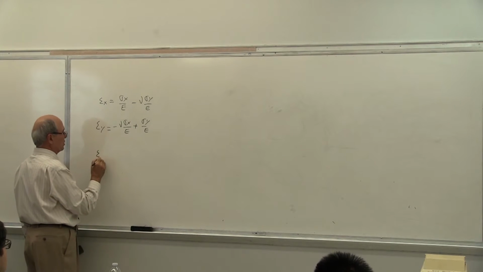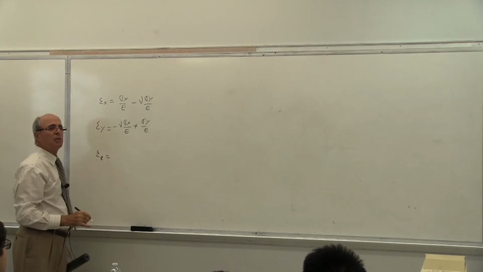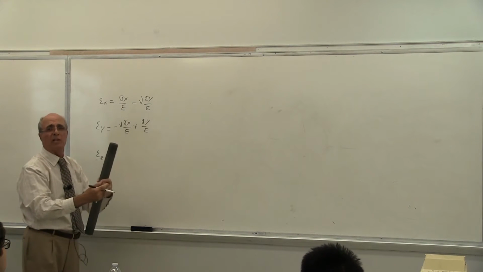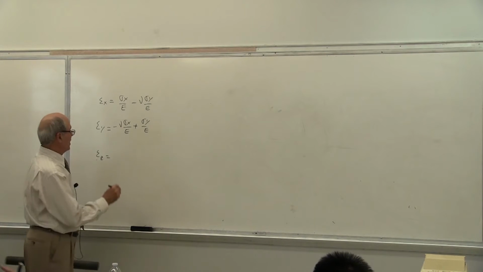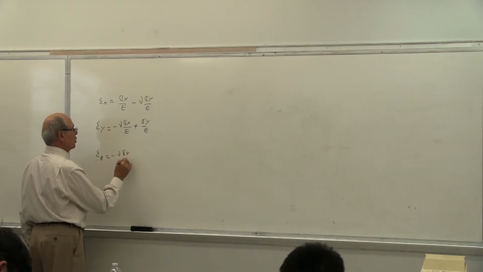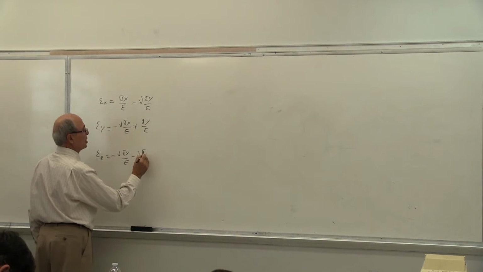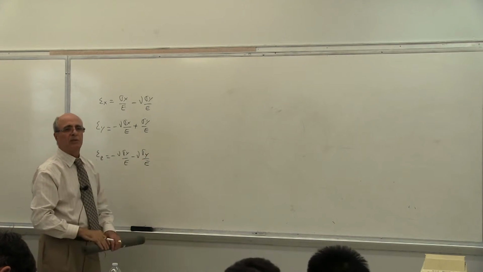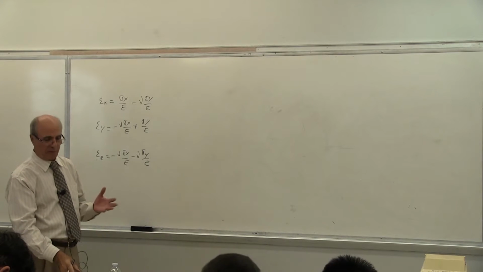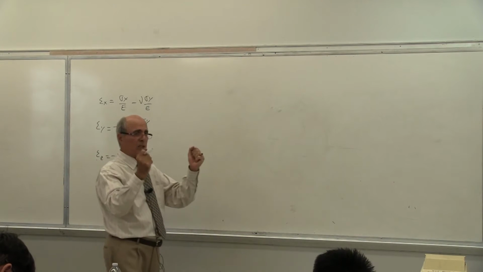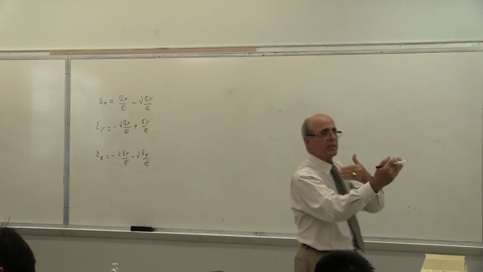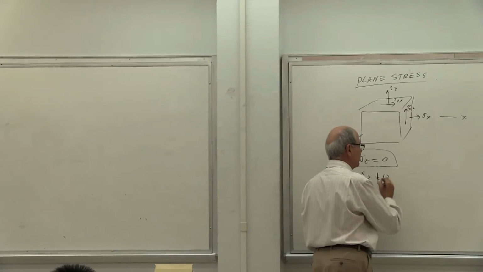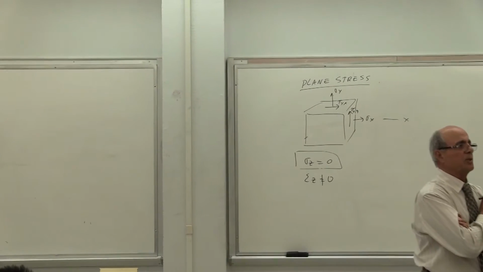And then epsilon z becomes equal to what? Epsilon z is the effect of this tension and this tension. The other side should get smaller and smaller: minus nu sigma x over E minus nu sigma y over E. As you see, if these two are tension, this becomes smaller. Is that correct? Or reverse, if I push it this way, the other side gets a little bit larger. But epsilon z, therefore, is not equal to 0.